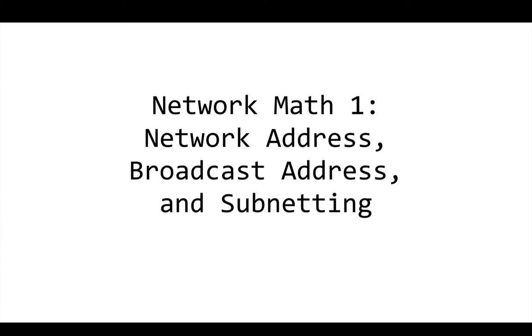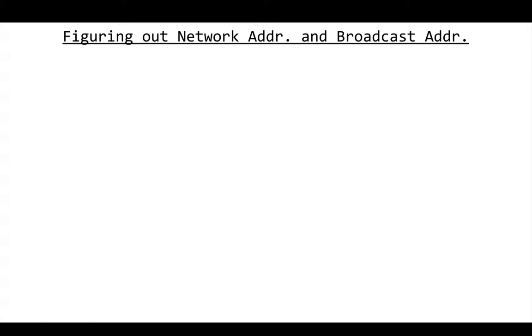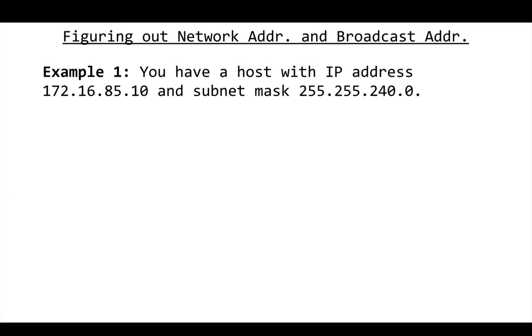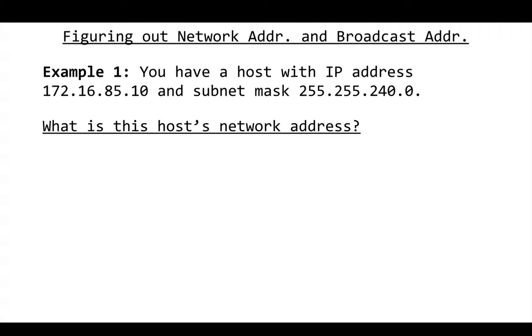So when we're doing the broadcast and network address, we start with information such as shown here, labeled example 1. You are given an IP address and a subnet mask for this device on the network. So then we ask the question, okay, what is this host's network address, or what network is this host on? We get that information by applying the subnet mask to the IP address and going through and doing the calculation.